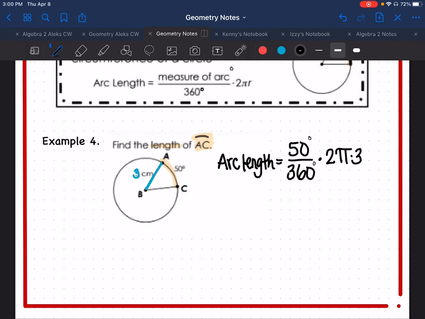Now, when you do this problem in ALEX, it is going to ask you to leave the arc length in terms of pi. So I am not going to multiply by pi at all. I'm just going to continue pi throughout my answer, keeping it like it were a variable. So I'm going to grab my calculator because it's going to be my best friend. What I'm going to do first is simplify this fraction. So I'm going to put in the calculator 50 divided by 360 and make the decimals calculator simplify that for me. Then I am also going to, in this first step, do 2 times 3 because remember, I need to leave the pi alone.